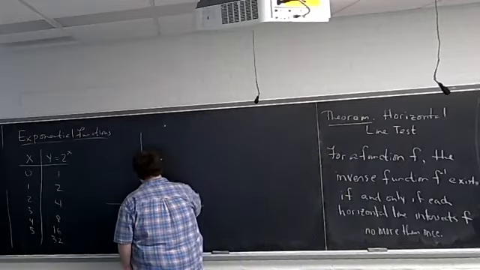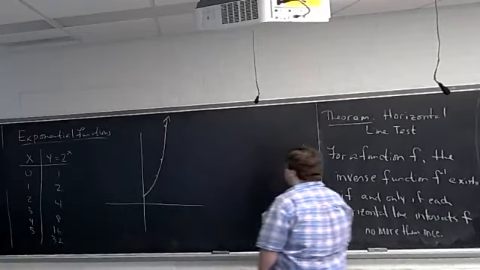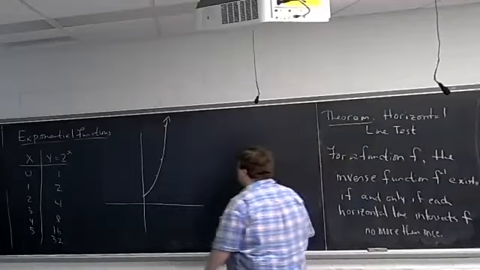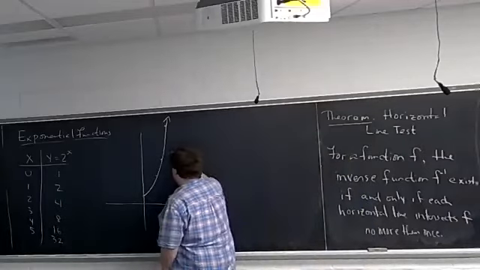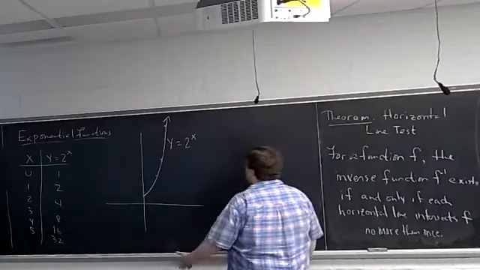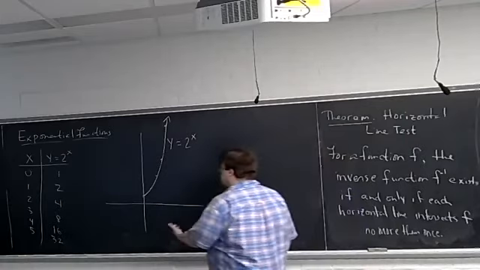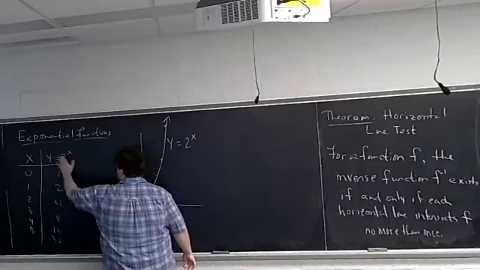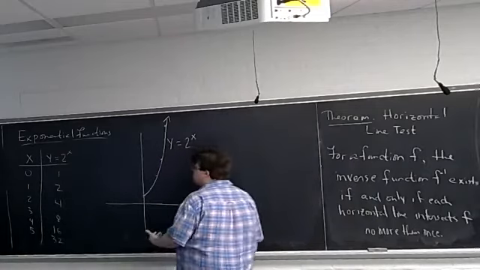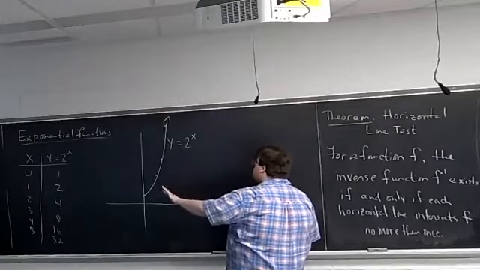Let's attach these. 2 to the x on 0 to the infinity looks something like that. Notice it goes up, but it goes up very, very quickly. And that type of growth is called exponential growth, and it's exhibited by exponential functions, a function where our variable x is our exponent. Now, what happens on the other side of 0?